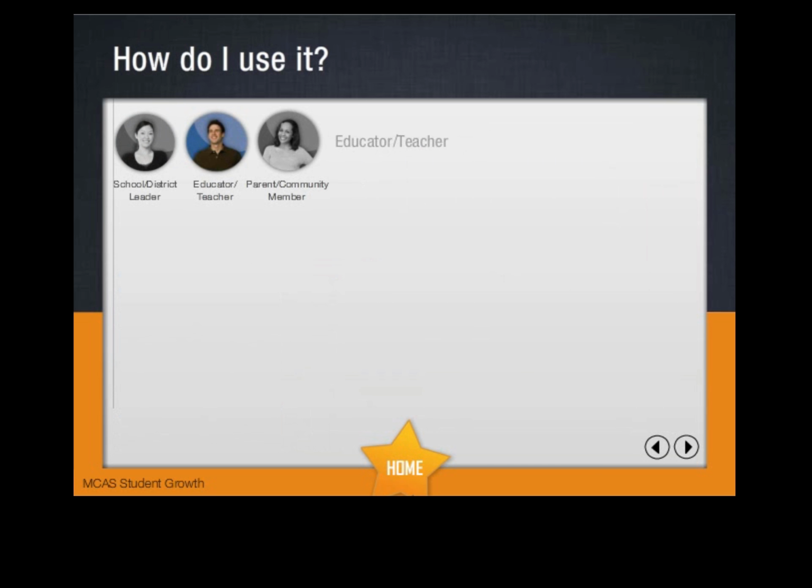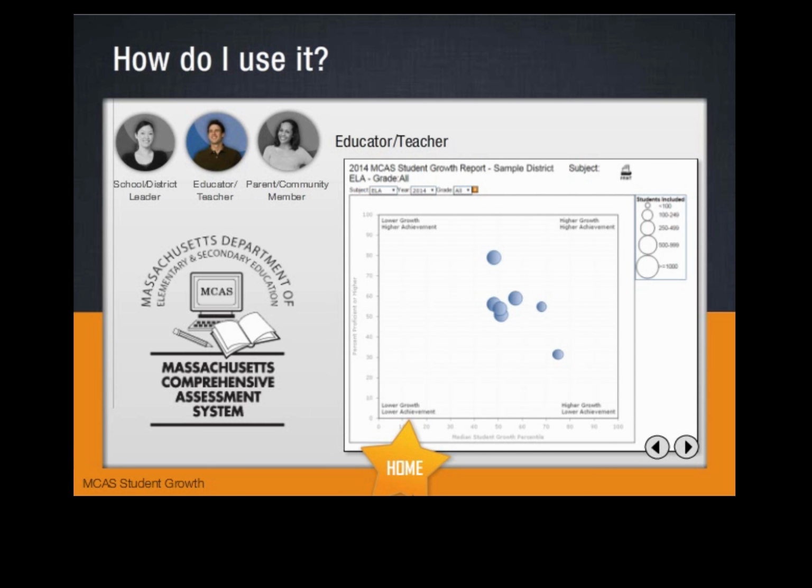For an educator, this report provides valuable information about how students in your school performed on the MCAS and how much growth they've demonstrated compared to students with similar testing histories since the previous test. This can be valuable because you may find that high levels of growth exist in your district or school, even when the percentage of proficiency is not as high as you would like. Having both views of growth and achievement helps you understand student performance more deeply.